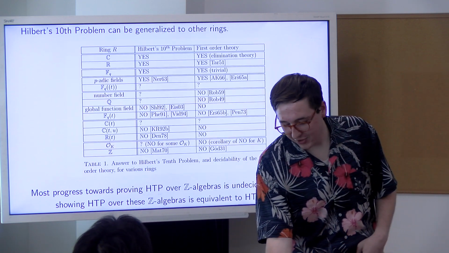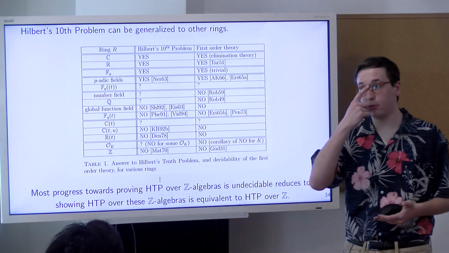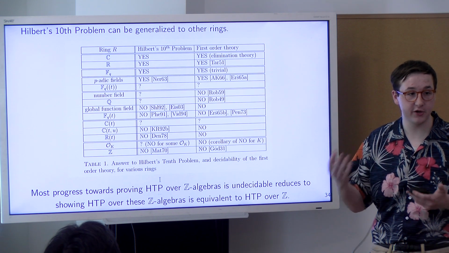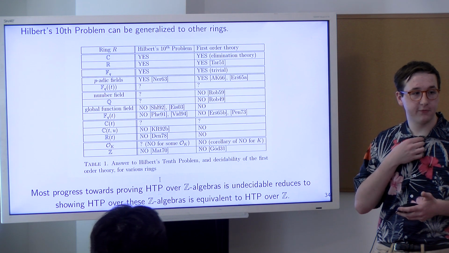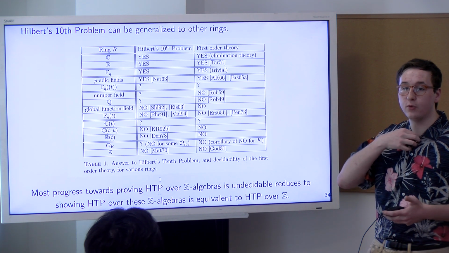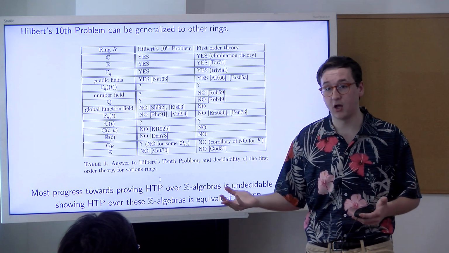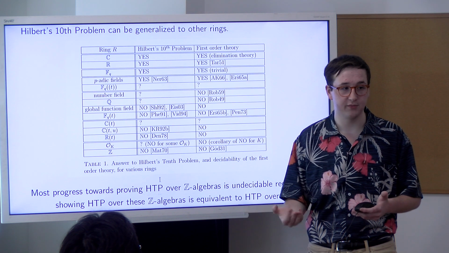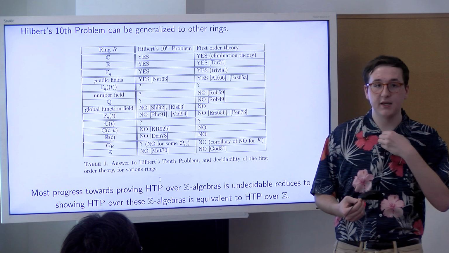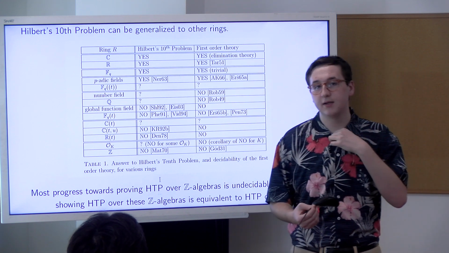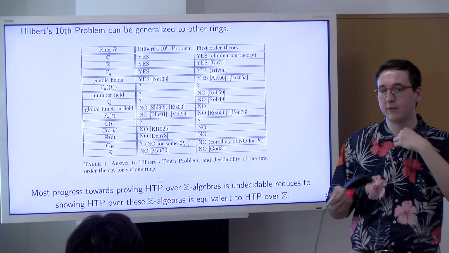So, Hilbert's 10th problem has been solved over the integers, but they don't know whether there exists an algorithm which can determine whether an arbitrary polynomial over other rings, which are other algebraic structures, has a solution. So, for example, every polynomial over the complex numbers has a solution. Over the real numbers, you can factor these polynomials and determine whether there's a solution.